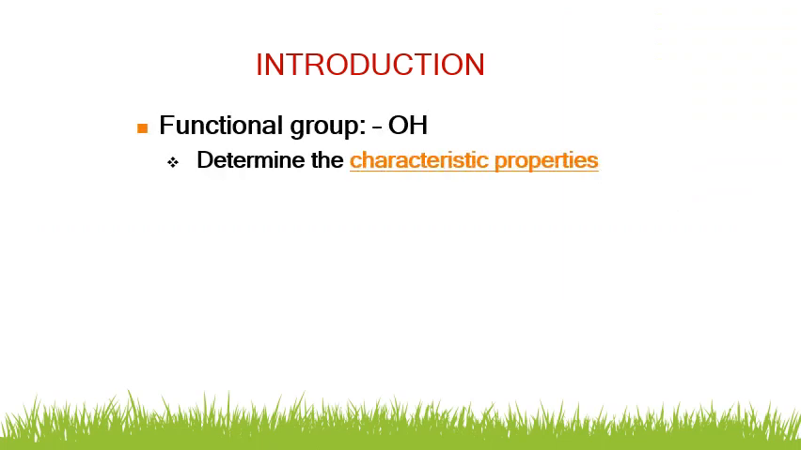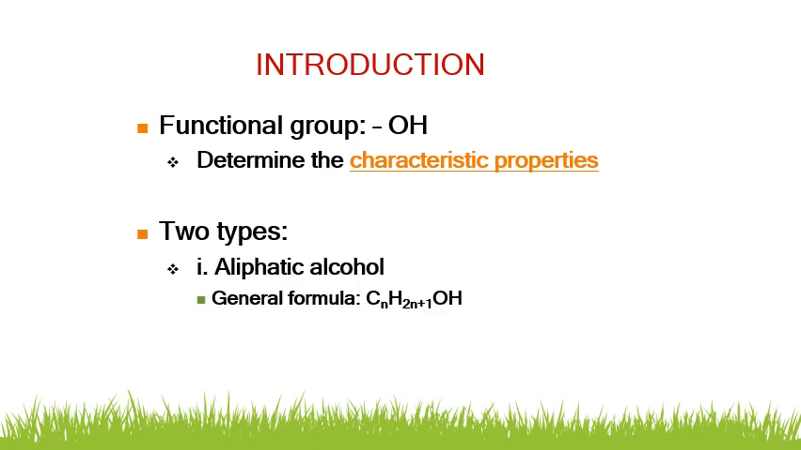Introduction. A hydroxy compound has a functional group of OH, which determines the characteristic properties of hydroxy compounds. There are two types of hydroxy compound. The first is aliphatic alcohol, general formula CnH2n+1OH. Second is aromatic alcohol. The example is phenol.